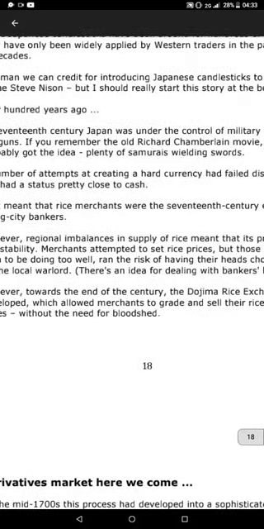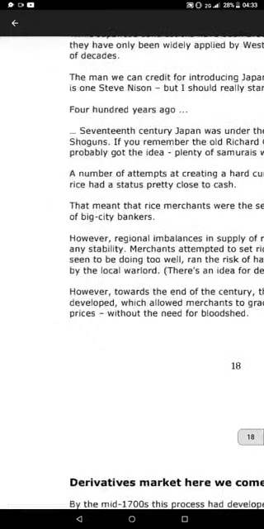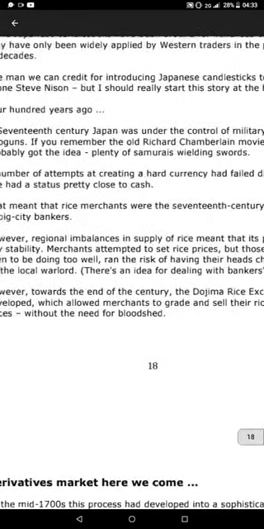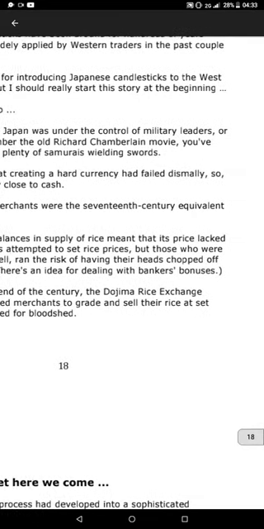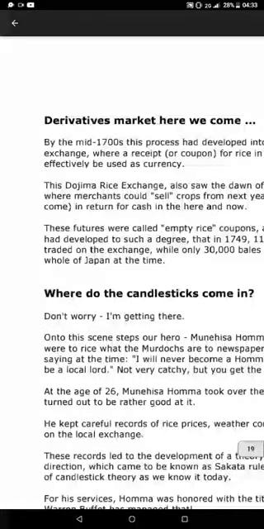However, towards the end of the century, the Dojima Rice Exchange developed, which allowed merchants to trade and sell their rice at set prices without needing a buyer.